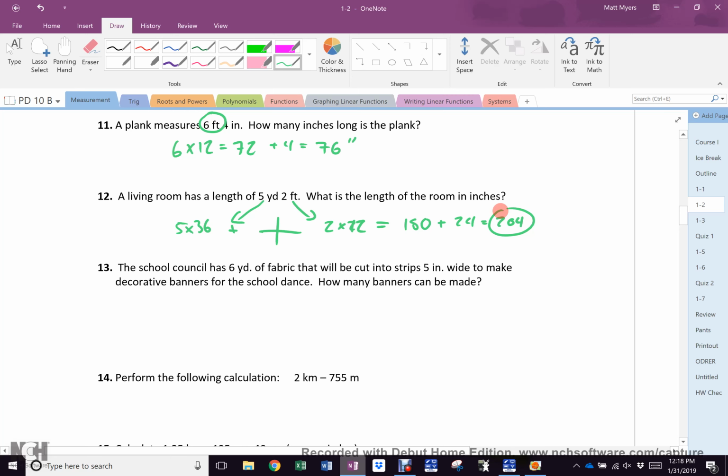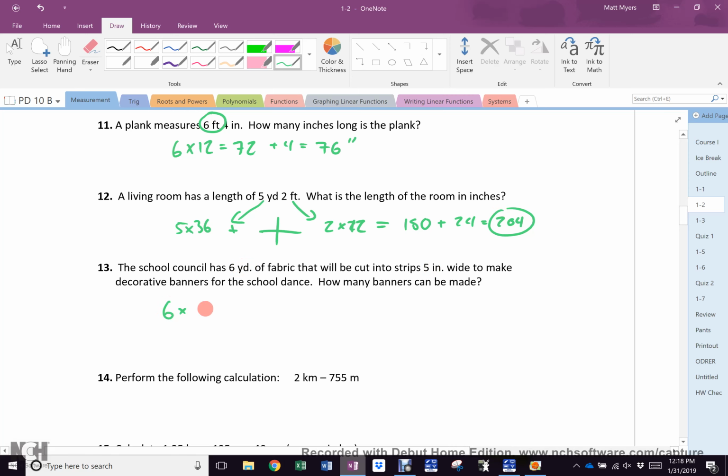Now, for number 13, I am willing to bet that 30 out of 30 of you get the right number, but I am betting that a couple of you get the wrong answer. What? How can that be? Math class, it's about numbers. If you have the right number, you must have the right answer, correct? Let's see, shall we? 6 yards that need to be cut in strips 5 inches. What do I got to do to the yards? I got to turn them into inches.